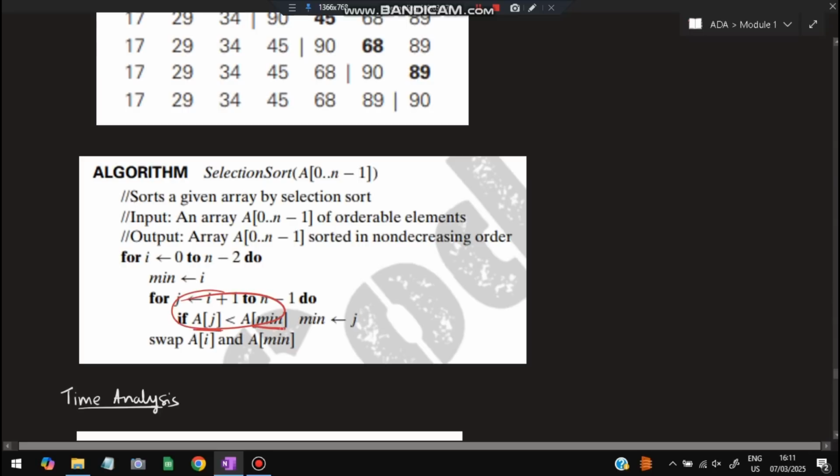If a of j is less than a of min, which means j is less than min, then min should hold the j value. So min will become j. After this loop is done, we have the least index. When you get the least index, it will be swapped with the first element.